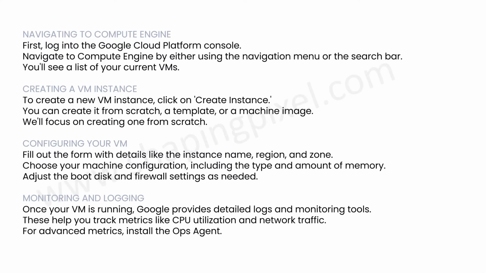Once your VM is running, Google provides detailed logs and monitoring tools. These help you track metrics like CPU utilization and network traffic. For advanced metrics, install the Ops agent. And that's it. You have created and configured a VM instance on Google Compute Engine. With these basics, you are ready to explore more advanced features and optimize your virtual machines.